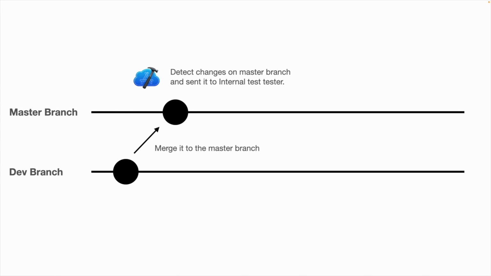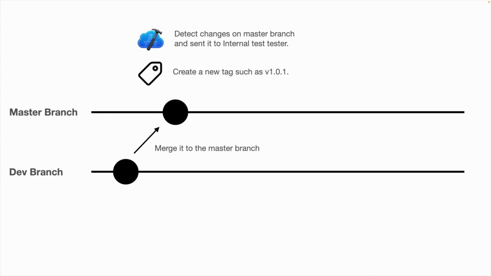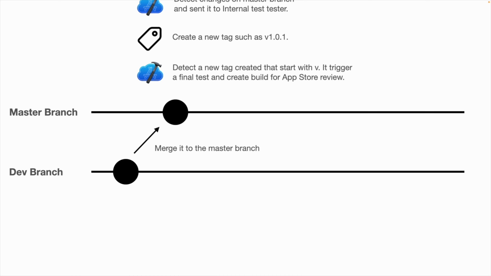Once our internal tester gives a green light indicating that everything is good to go, we then create a new tag, for example, v1.0.1. Xcode Cloud is set up to detect any new tags that start with V. It automatically triggers a final round of unit testing. Following successful testing, Xcode Cloud proceeds to create a build specifically for submission to the App Store for review. This process ensures that the version sent for review is as stable and reliable as possible, meeting our high standard of quality.